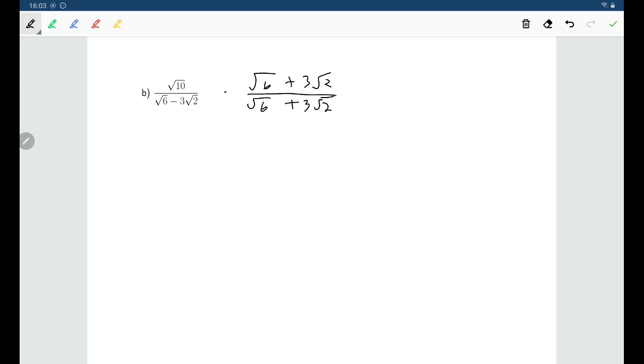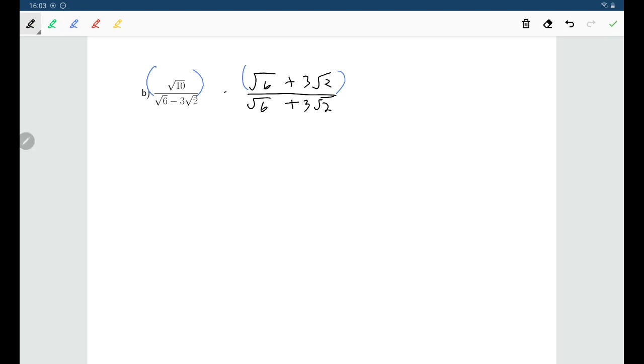The same sort of caution that I said before, I'll mention it again here, namely that the entire numerator root 6 plus 3 root 2 is going to be multiplied by this entire numerator of root 10. So it's not just going to be the root 10 times the root 6. The root 10 will also be multiplied by the 3 root 2.